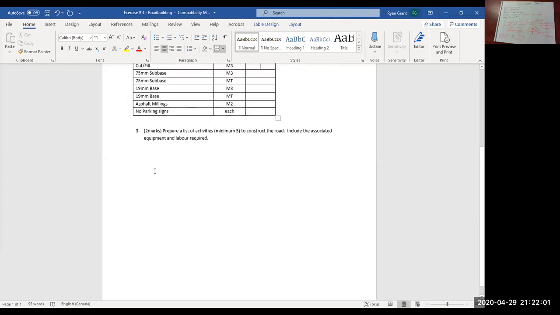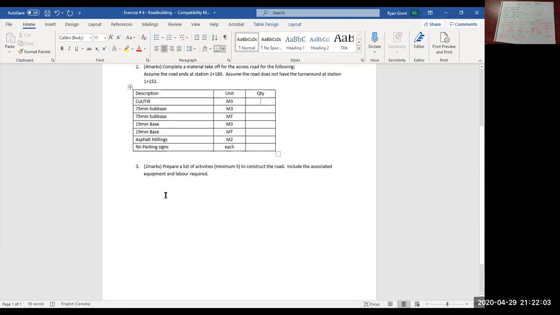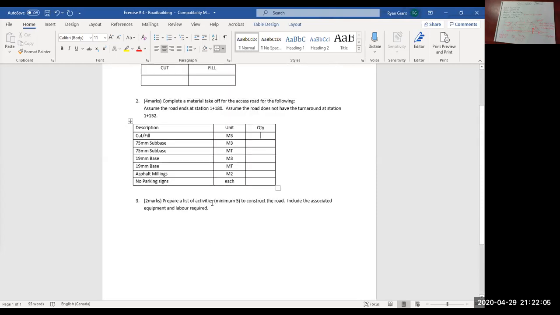Lastly, yes, question 3 is the last one. Prepare a list of activities. I'm not asking you to calculate anything, just a list of activities that you, as the estimator, would use in your estimate to construct this road. So what activities? Going back through the PowerPoint presentation would likely give you a good list of activities.